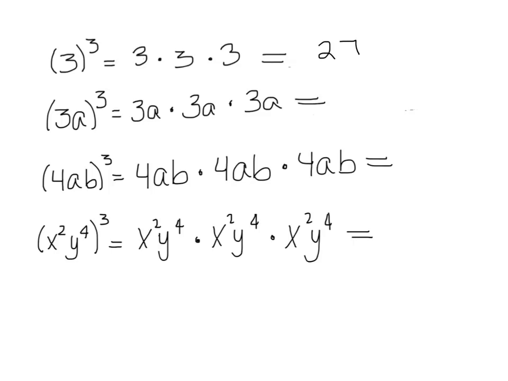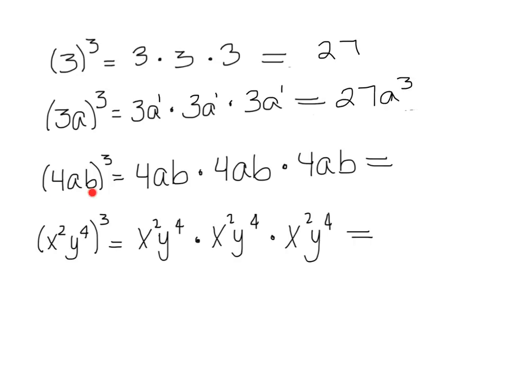Now, what does it mean when I take 3a to the third power? It means take 3a and multiply it 3 times: 3a times 3a times 3a. So we take the coefficients, 3 times 3 times 3, we multiply those, we get 27, and then we take a times a times a. Remember, when we're multiplying exponents that have the same base, we keep the base, which is a, and add the exponents, which is 3.